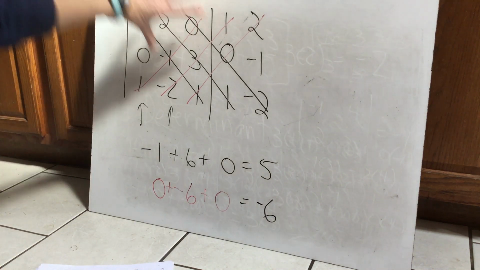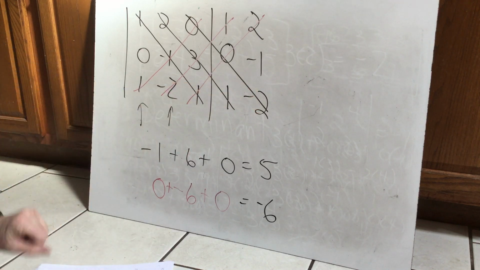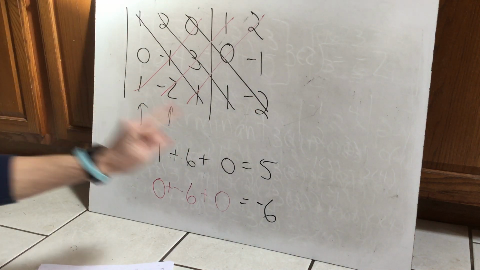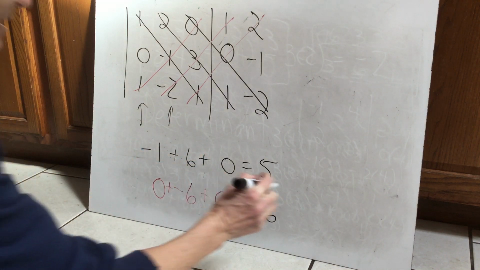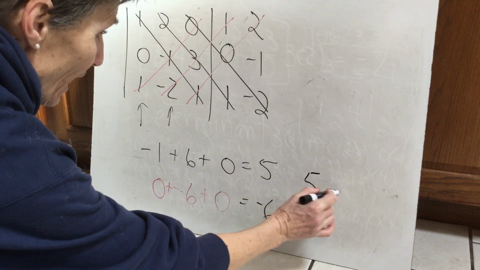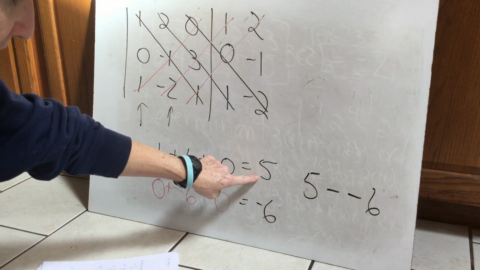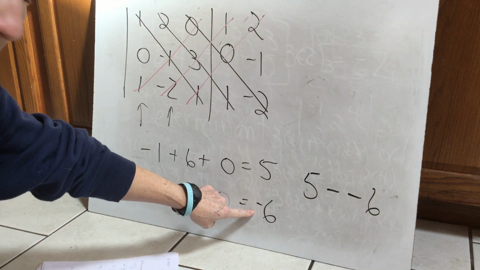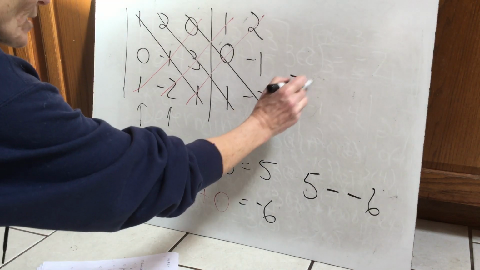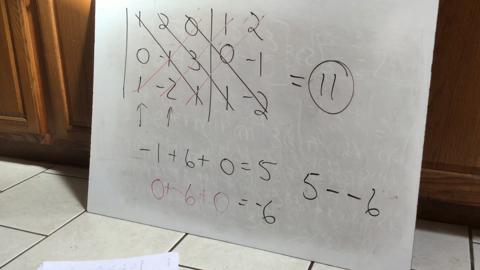So now when I did all of these, I got a grand total of 5. When I did all of these, I got a grand total of -6. Now take those two numbers and subtract them. So 5 minus -6. This minus this. So the answer to the question is 11. The value of the determinant is 11.